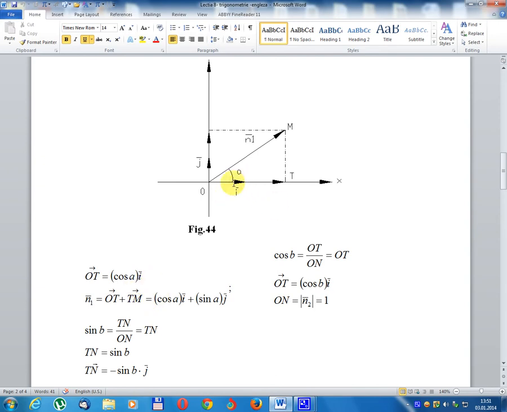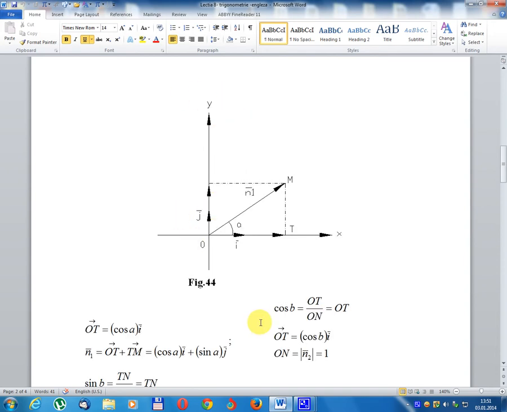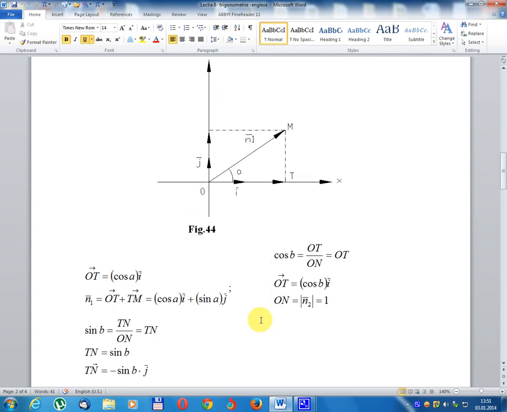I, the unit vector for axis OX, J the unit vector for axis OY. OT equals cos A multiply unit vector I. N1 equals OT plus MT vector, equal to cos A times I plus sin A times J.